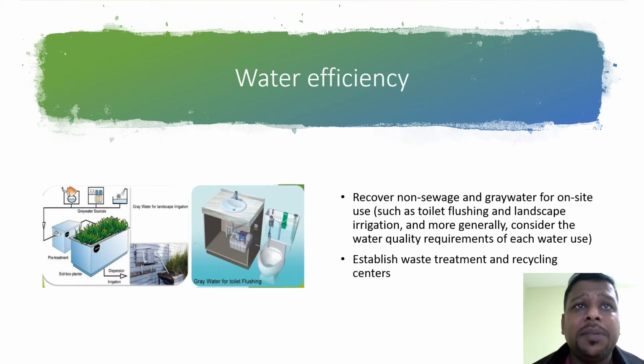Let's say from the picture we can see that from the sink water, I mean from the hand wash water, we can use it for toilet flushing, and also from the grey water sources, I mean from the shower, from the sink for washing plates and washing clothes, the water can be used for irrigation after pre-treatment.